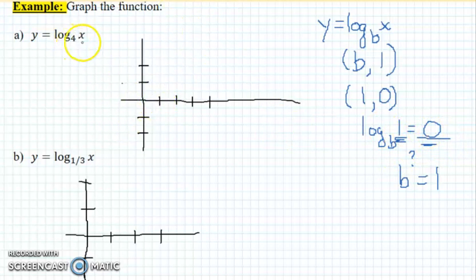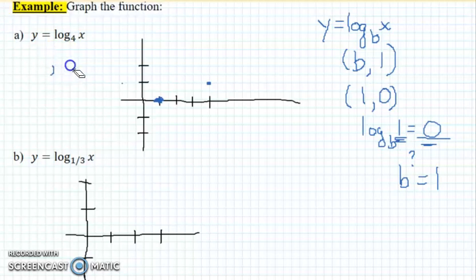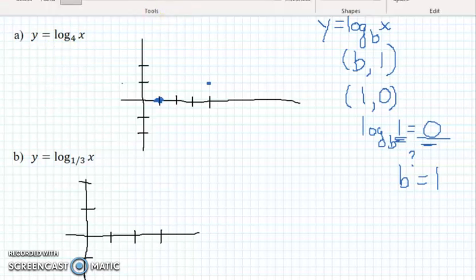So for log base 4 of x, that's going to include the point (4, 1). So 1, 2, 3, 4, 1 right here. And (1, 0) right here. That's your x-intercept. Now you might have to plot a few other points when you're graphing this in your online homework system. So I'm going to get rid of that just to give myself some room.